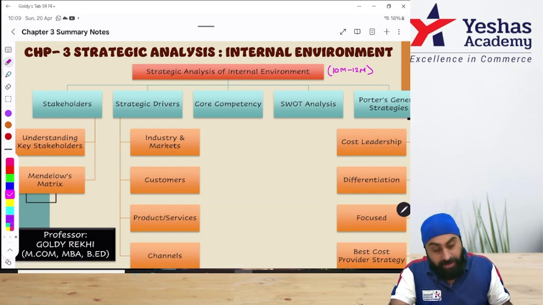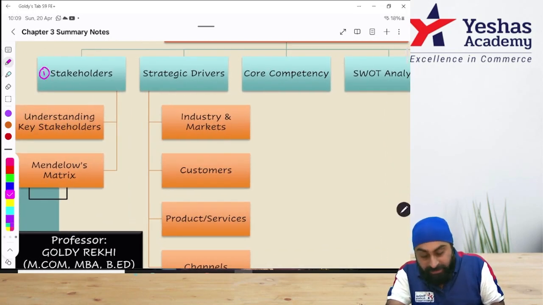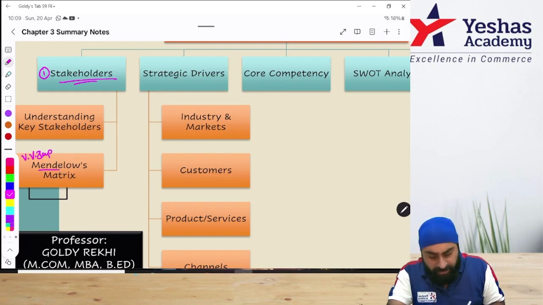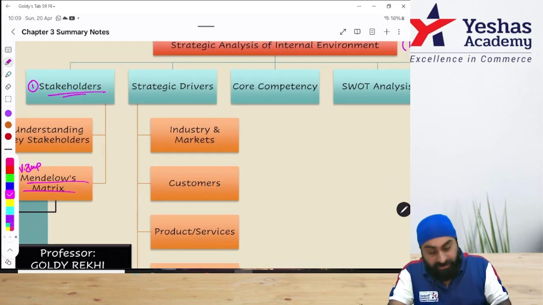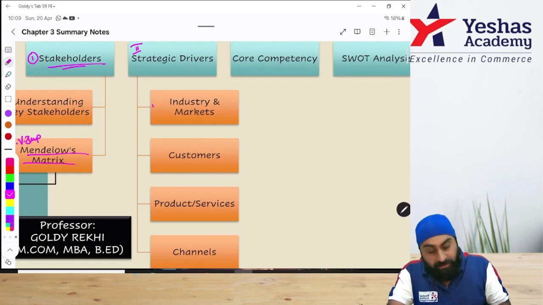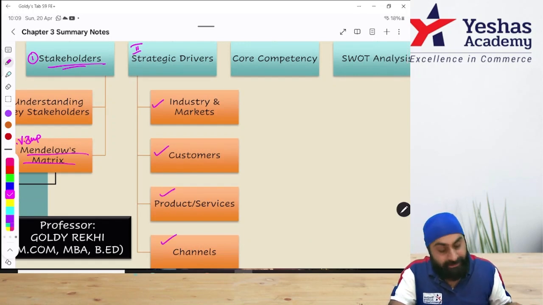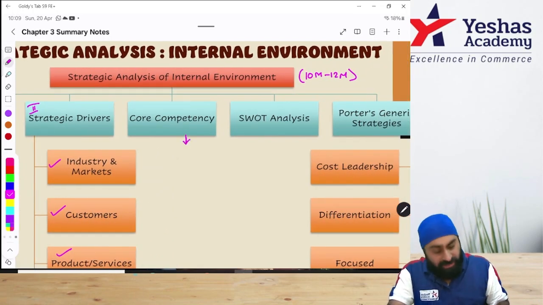Second, when you talk about stakeholders, we're going to talk about understanding what is a stakeholder. That is the first understanding. And the very, very important topic is Mendelow's matrix, which we cannot ignore. Secondly, strategic drivers. This is a very important topic, which is talking about industry, markets, customers, product services, and channels. Then we move on to core competencies, which is a very clear-cut case based question which you cannot ignore.